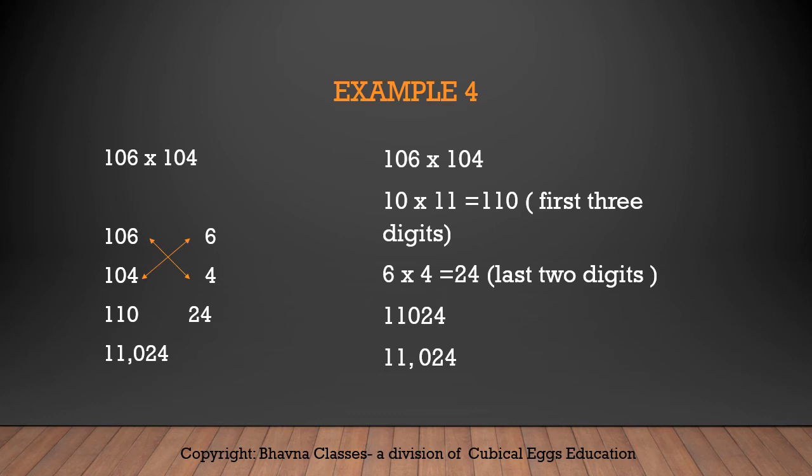We have already done a video of that. How to do those kinds of questions? We take 10 and the number that comes after 10, that is 11, and multiply them to get my first three digits, which is 110. And for the last two digits, I multiply 6 times 4 to get 24. So my final answer here should be the same, 11,024.